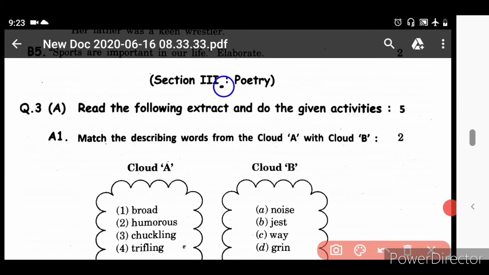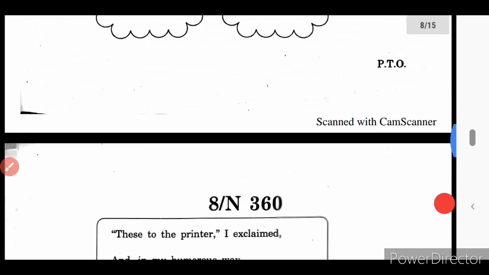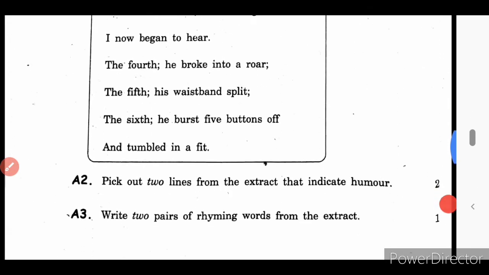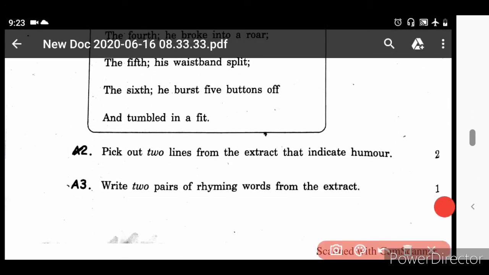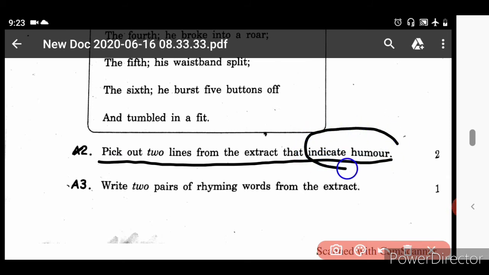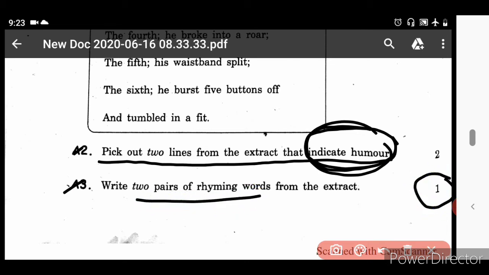Section 3 is poetry. Read the following extract and do the given activities. Some activities are given here that are based on the poem. Look at this question: speak out 2 lines from the extract to indicate humor. For this you have to learn the whole poem, and you have to understand the meaning of the question. And the 3rd question, write 2 pairs of rhyming words. This is a very easy question. Rhyming words give you 1 mark.